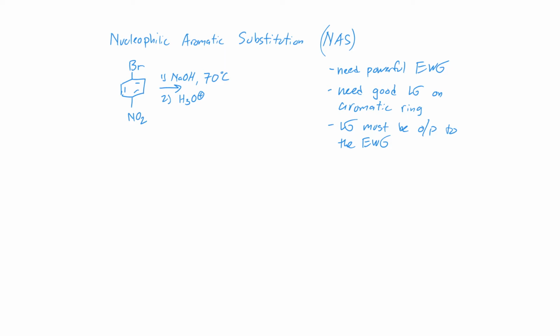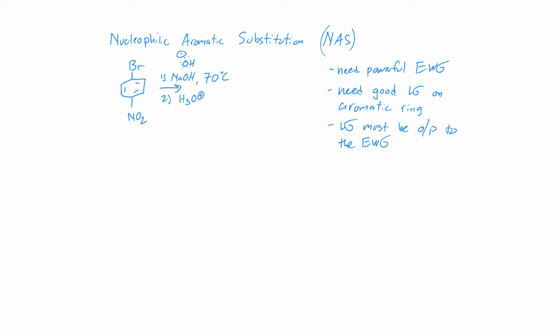So we have set up this ring. We've got a powerful electron withdrawing group, NO2. Sometimes carbonyls are acceptable in this case too. Multiple carbonyls would be better. We have a good leaving group in the form of bromine that is para to the nitro group on this ring. So we have a good candidate for nucleophilic aromatic substitution. Let's explore the mechanism.